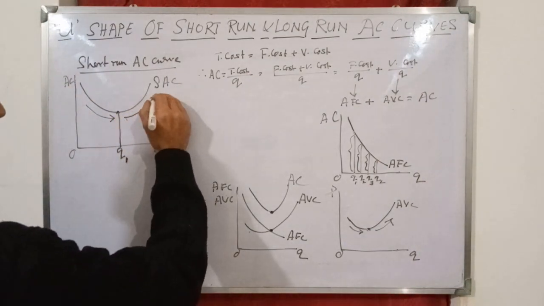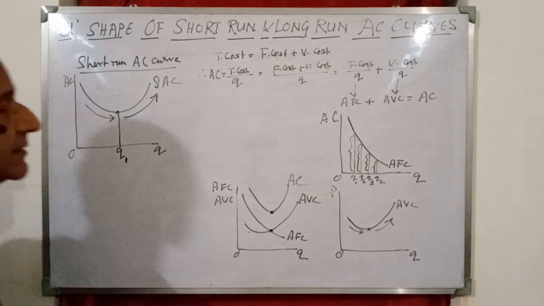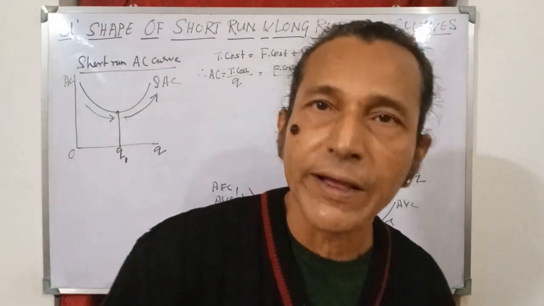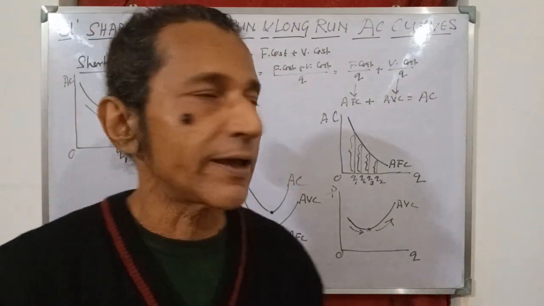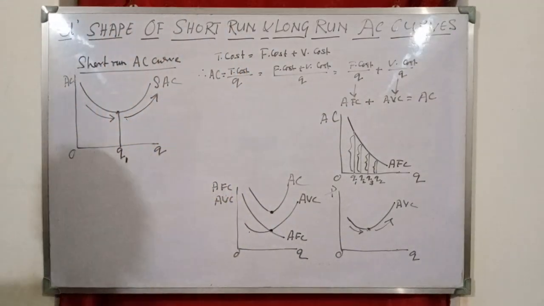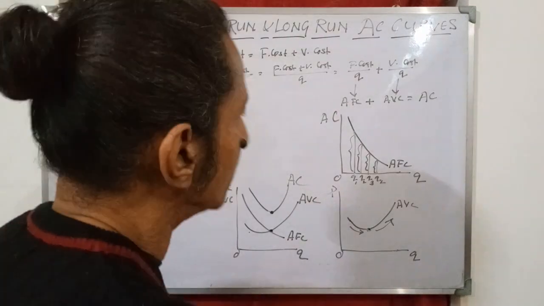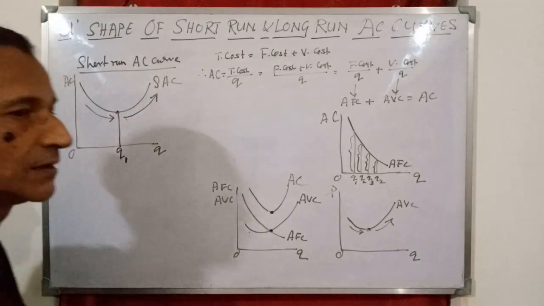It goes up. This is the reason why the short-run average cost curve is U-shaped. Okay. Now I shall draw the diagram of long-run average cost curve.